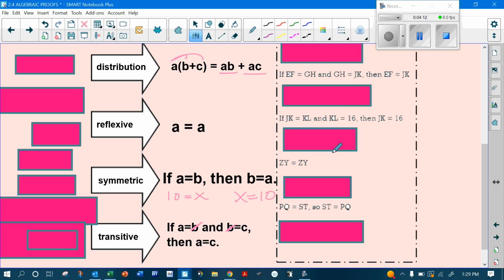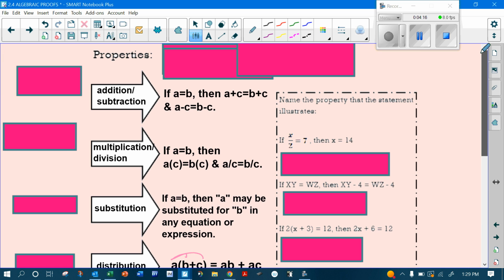Okay, so now what we're going to do is we're going to look at each one of these examples over here on the side, and we're going to choose the property. So it says name the property that the statement illustrates. So if X divided by 2 equals 14, then X equals 28. Oh, that's a 2. Okay, sorry, X over 2 equals 14.